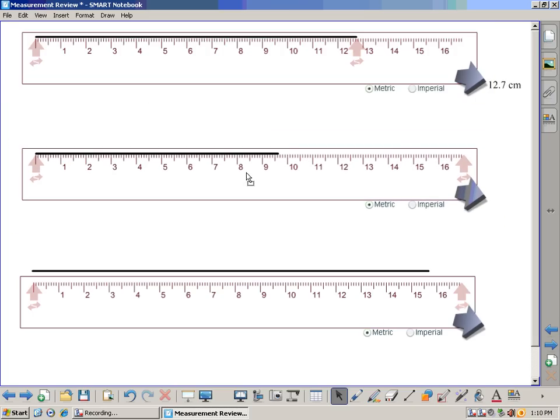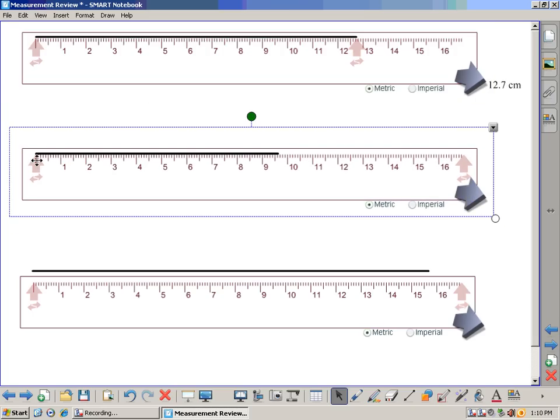Once again, we want to line up our 0 with the beginning of the line, and then the end of the line is going to be down here between the 9 and the 10, so we know our answer is going to be 9 point something. 0.1, 0.2, 0.3, 0.4, 0.5, 0.6 is here, 0.7 is here, so it's going to be between 9.6 and 9.7. The computer is going to tell us it's 9.6 centimeters in this case.